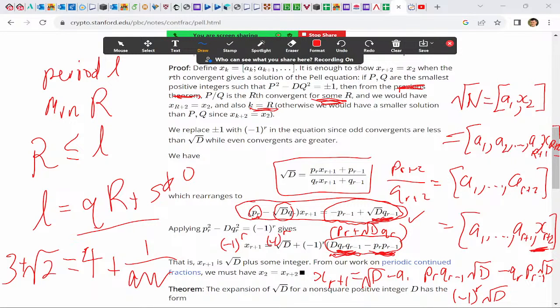Yeah. I think it does matter if it's 0, but luckily you can't get 0. We know in advance it's not 0. And we know it's positive. The point is that when you get to xr plus 2, it's going to be the same as x2, yeah.